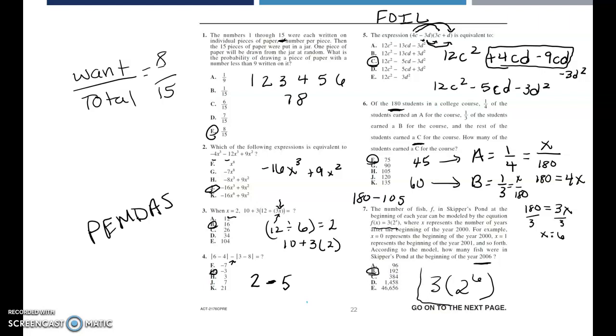If you want to plug it all in on your calculator, do it all like this. All right, let's go to the next page.